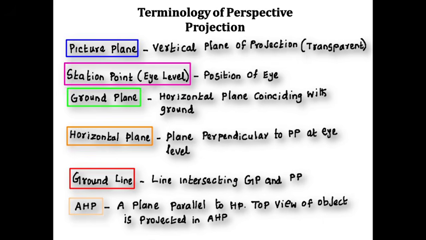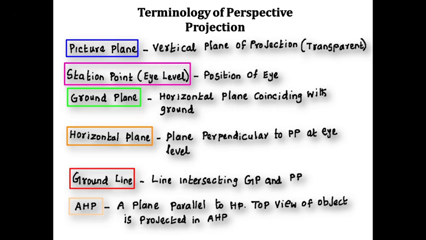In this slide, let us understand the meaning of the important terms used in perspective projection. These definitions will help you interpret engineering drawing problems correctly. The picture plane, PP, is a vertical transparent plane on which the perspective image of the object is formed. You can think of it as an imaginary glass sheet placed between the observer and the object. The station point, SP, represents the position of the observer's eye. All the visual rays originate from this point before intersecting the picture plane.